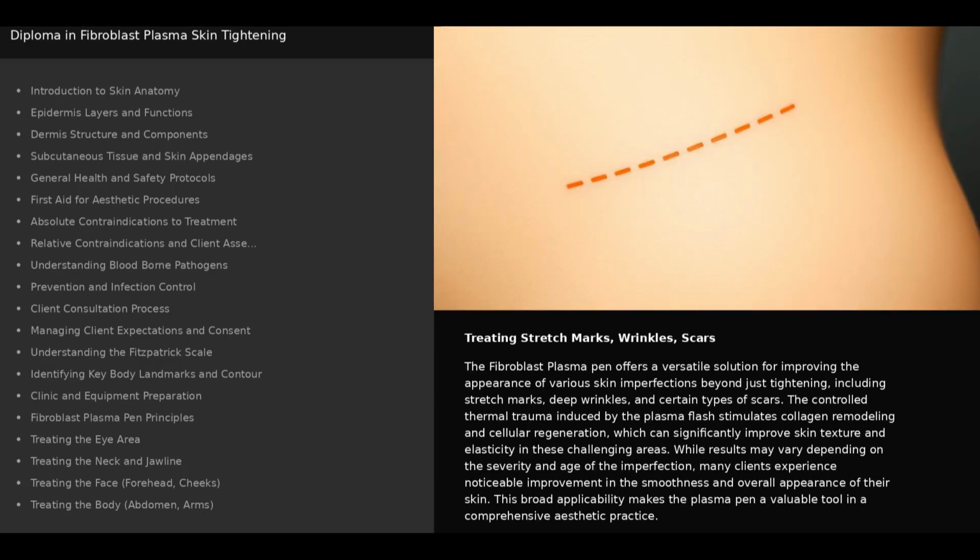Treating stretch marks, wrinkles, scars. The Fibroblast Plasma Pen offers a versatile solution for improving the appearance of various skin imperfections beyond just tightening, including stretch marks, deep wrinkles, and certain types of scars. The controlled thermal trauma induced by the plasma flash stimulates collagen remodeling and cellular regeneration, which can significantly improve skin texture and elasticity in these challenging areas. While results may vary depending on the severity and age of the imperfection, many clients experience noticeable improvement in the smoothness and overall appearance of their skin. This broad applicability makes the plasma pen a valuable tool in a comprehensive aesthetic practice.